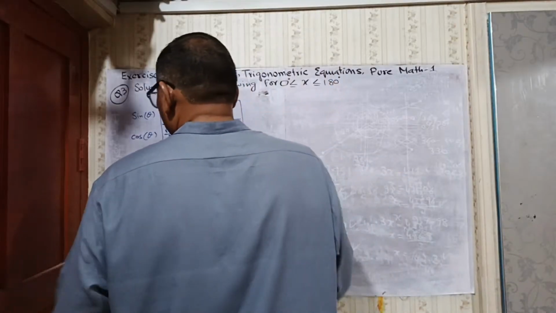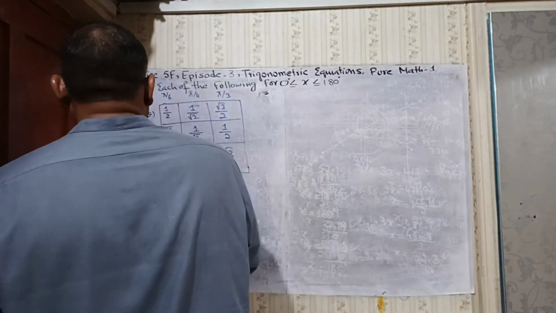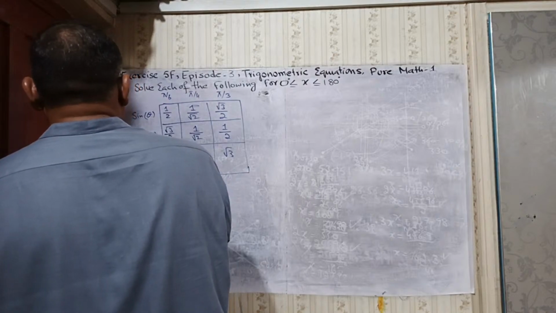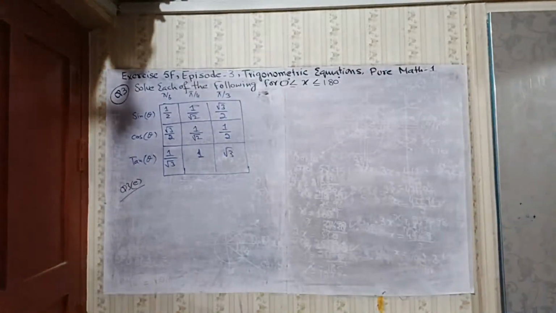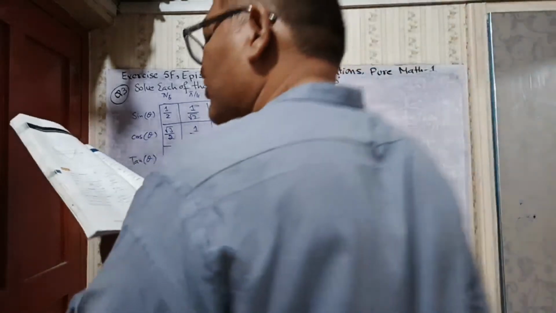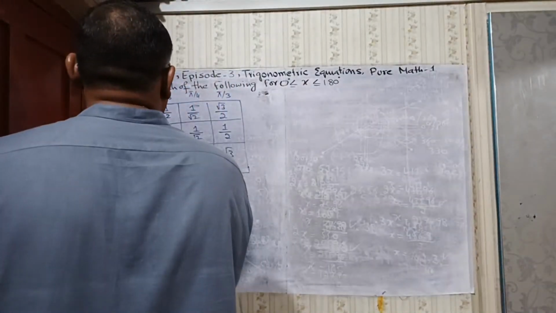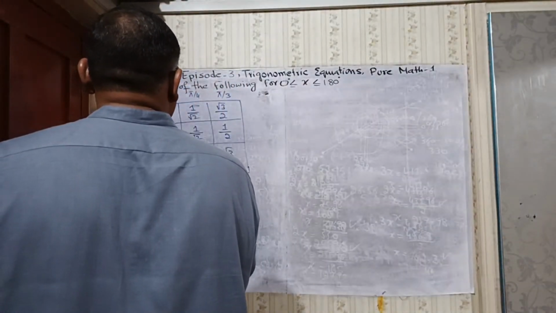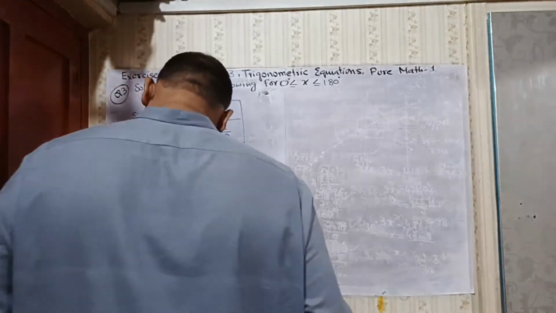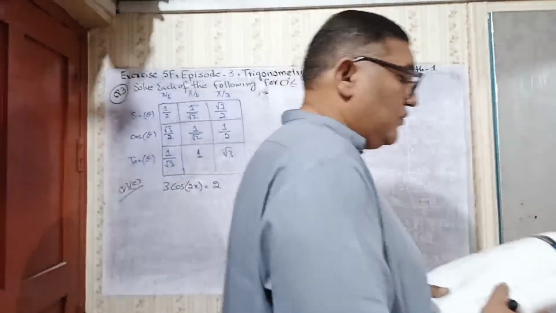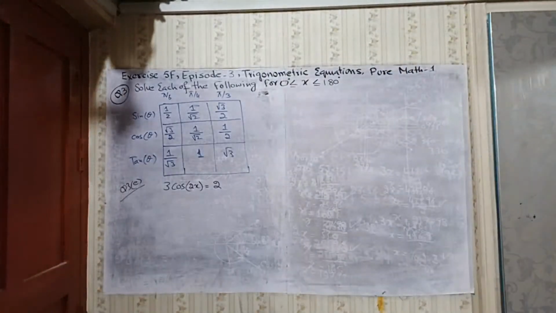So here we have question number 3 and its E part. Let me write that. It says 3 cos 2x is equal to 2. So 3 cos 2x is equal to 2.